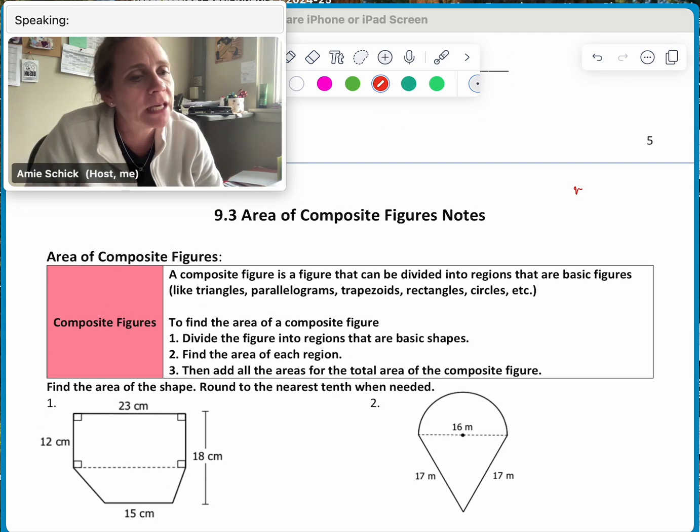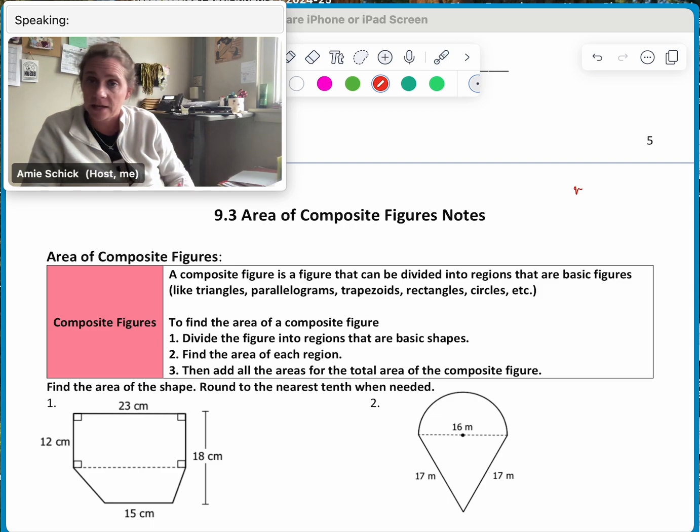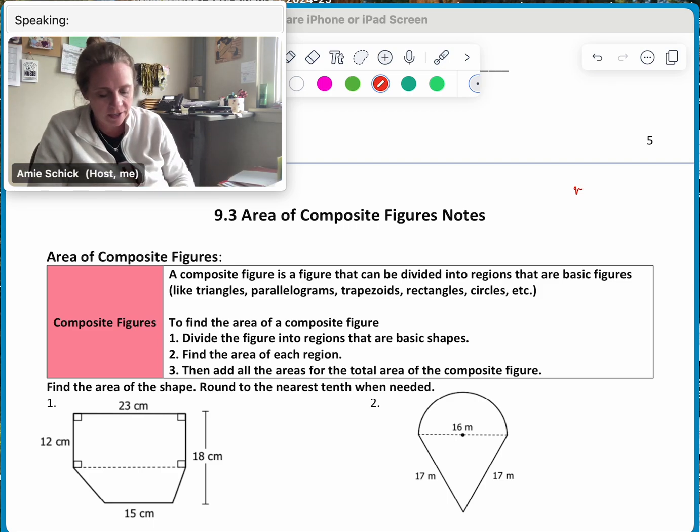A joke is, what do you call an alligator in a vest? What do you call an alligator in a vest?